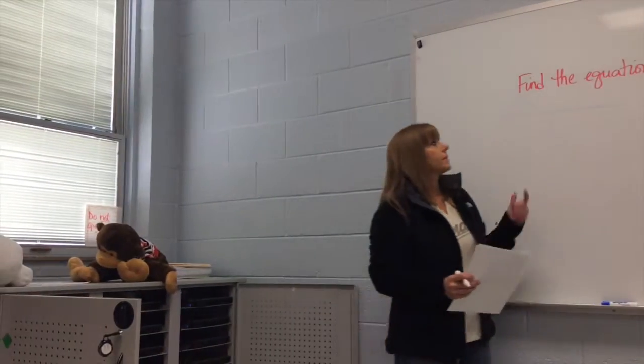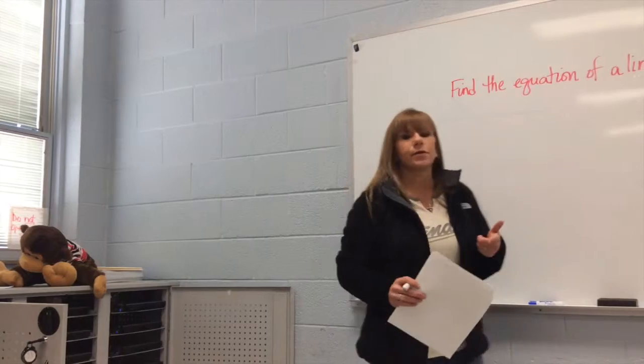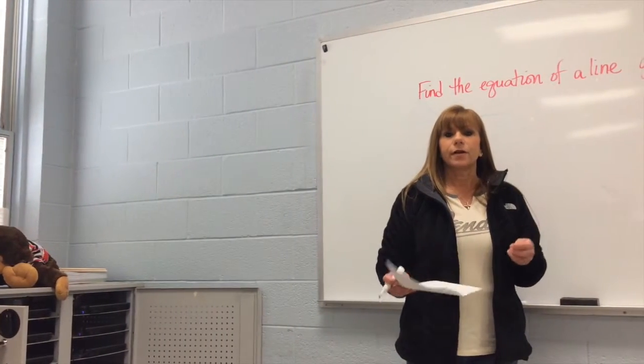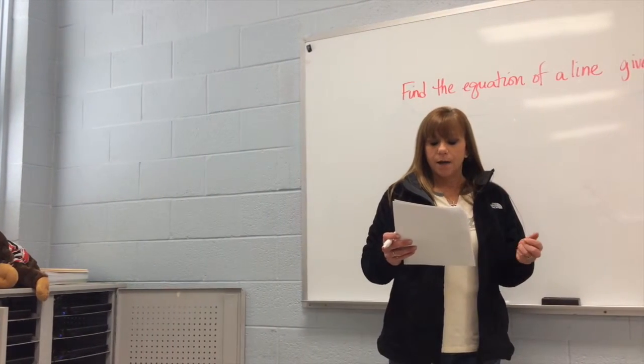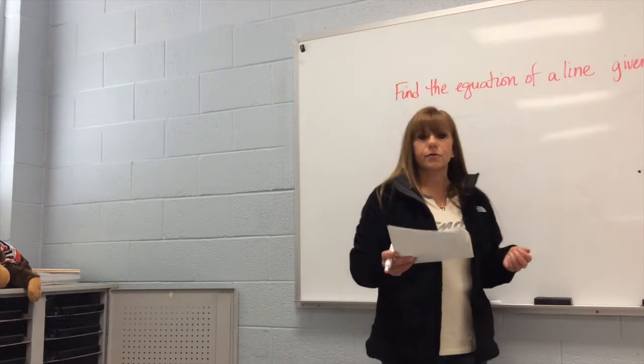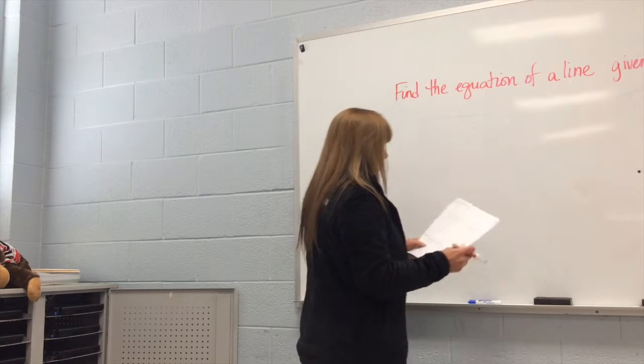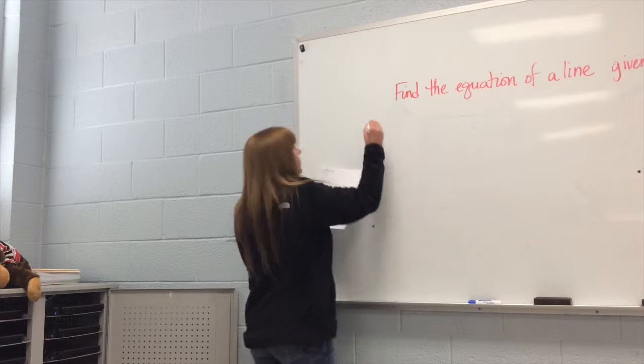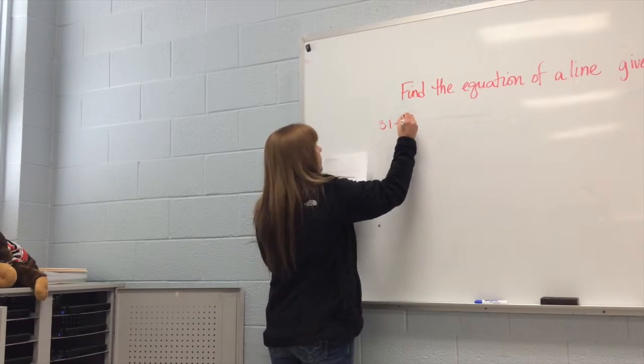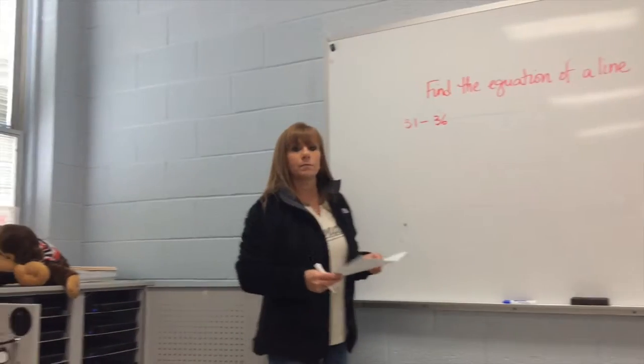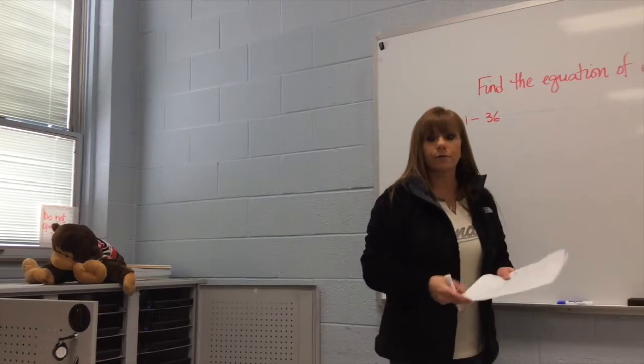All right, so the next step that we're going to do is find the equation of a line if we're given the point that it goes through and the slope of that line. So problems 31 through 36 are problems of that nature. So let's do a few of those.